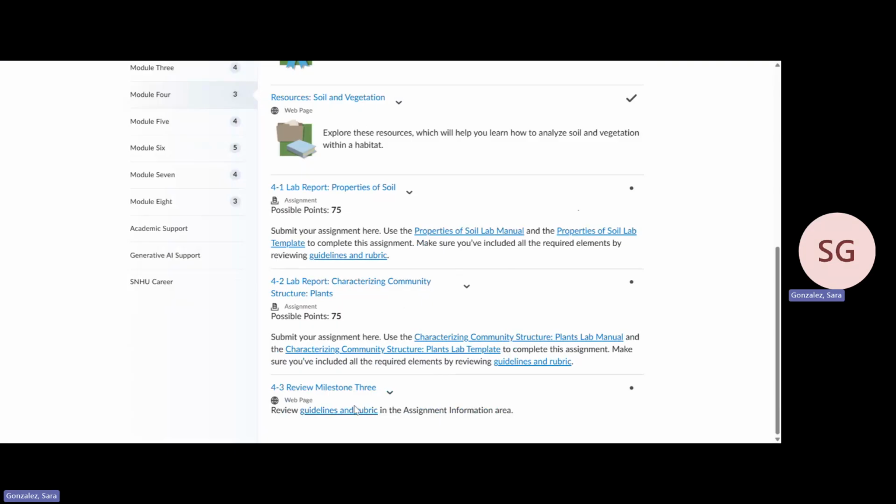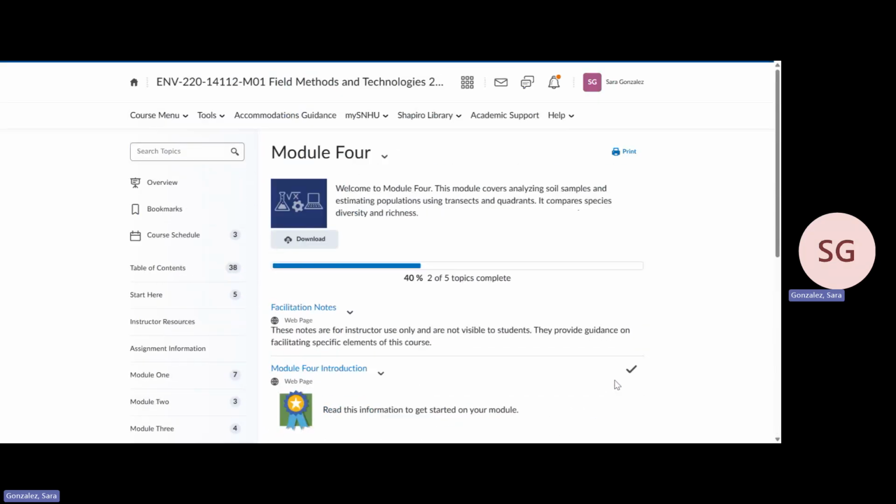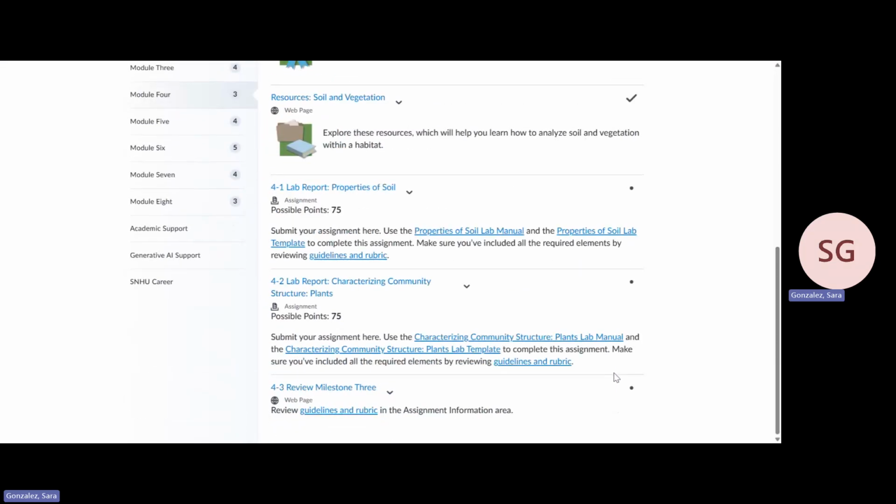Also in this module is milestone 3, which I believe is due next week in module 5. So take a look at that. Nothing due for this, but just be aware of what to expect for milestone 3. So no discussions for this week. Again, just the 2 labs that are due by this coming Sunday.